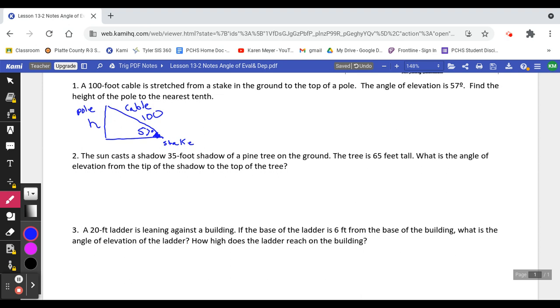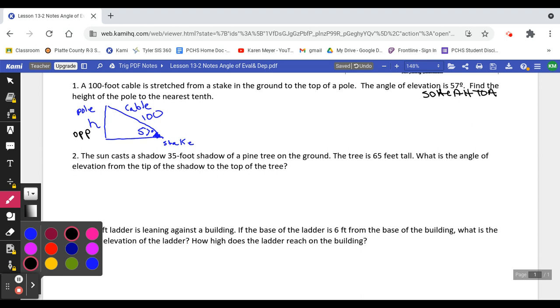The good news is that to solve this we're still using our three trig ratios: sine, cosine, and tangent. If you remember our lovely little saying, which I'll put over here to the side, SOHCAHTOA. We still have to label the triangle. If I look at the 57 degrees, H is across from it, so that makes it the opposite. 100 is across from 90 degrees, and anything across from 90 degrees is the hypotenuse. Who has O and H next to each other? Hopefully everybody says, oh, that's the first three.